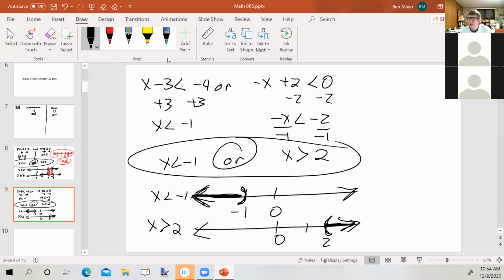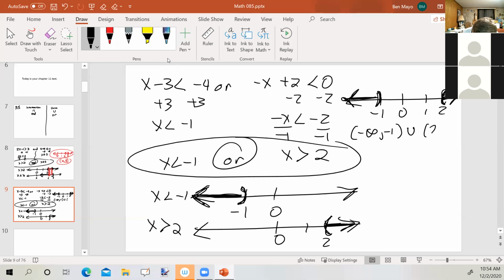But union is all of it, everything, not where it overlaps, but everything. So our union graph is going to look like this. Let's see, 1, 2, negative 1. We're going to have this piece, and we're going to have that piece. So 2 separate pieces, which means that when we write it in interval notation, we're going to have from negative infinity up to negative 1, but not including negative 1, in union with after 2 on up to infinity.